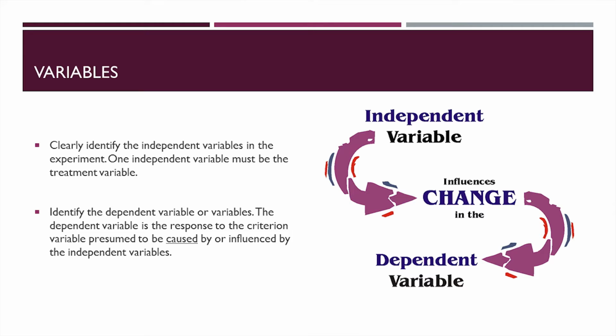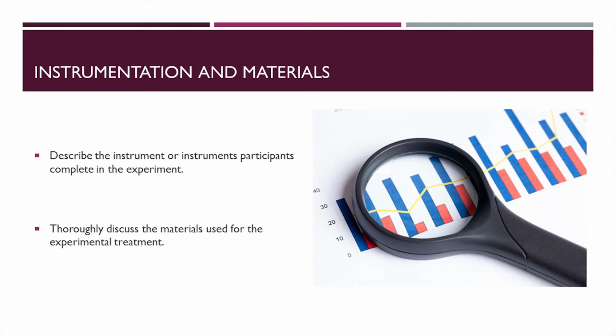Go back to the situation about study time and scores on a reading test. The time spent studying is the independent variable, where the test score is the dependent variable. This is because this test score depends on the study time. When talking about the instrumentation and materials in an experimental design, you'll want to describe the instrument you used in the study, and you'll want to thoroughly talk about the materials that you used for the experimental treatment.